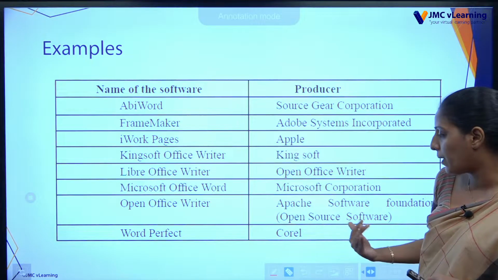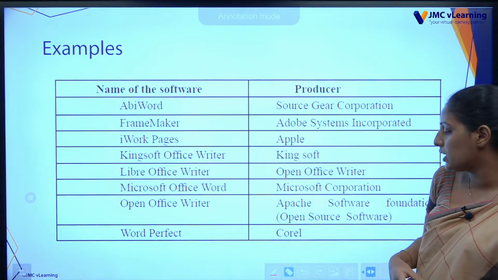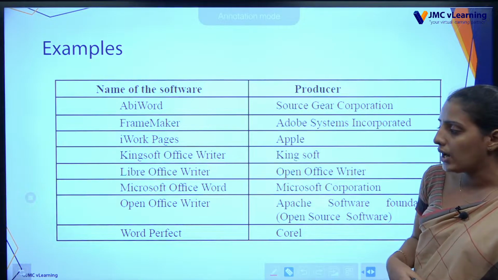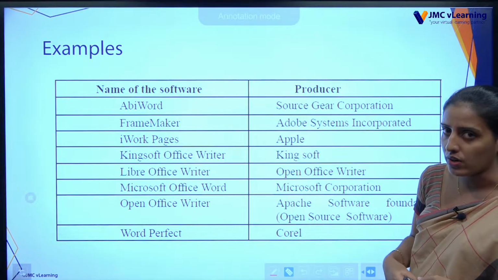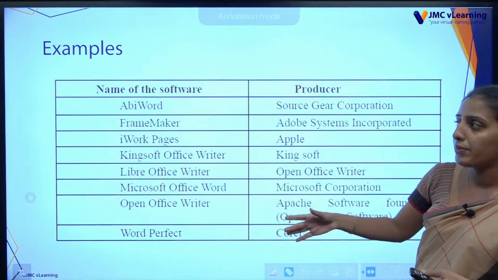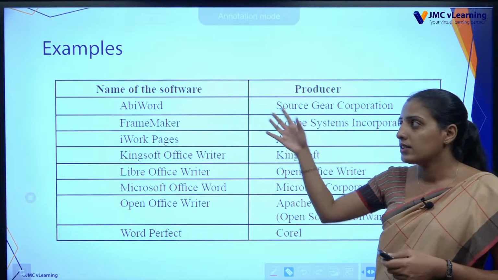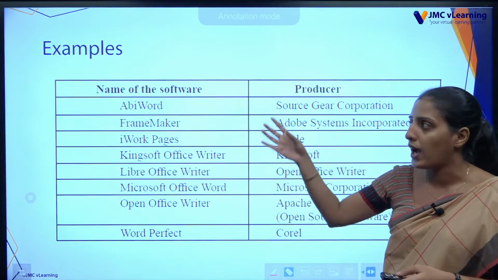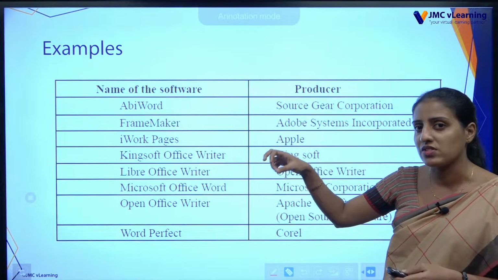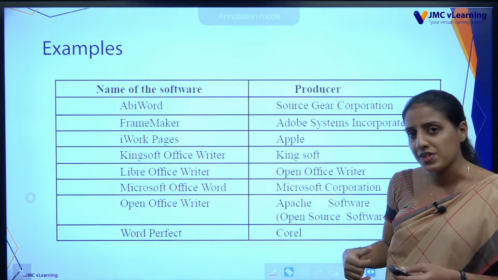OpenOffice Writer, Apache Software Foundation, it is open source software. WordPerfect, Corel. So these are the examples. Remember, in your paper they also ask this table. So you have to remember the word processing software with the producer.